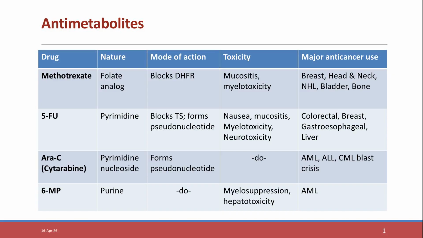This table compares common antimetabolites. Methotrexate blocks folate metabolism, while 5-fluorouracil, cytarabine and 6-mercaptopurine act as false nucleotides. These drugs are particularly effective in rapidly dividing cancers. The side effects also involve rapidly dividing cells, such as bone marrow and mucous membranes.